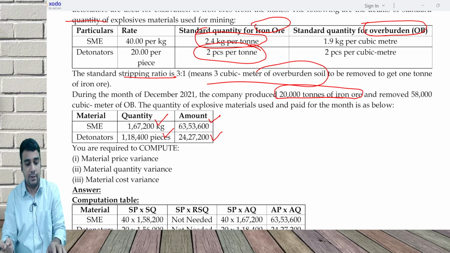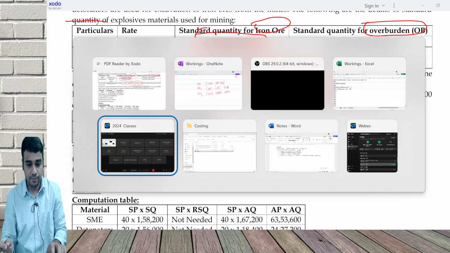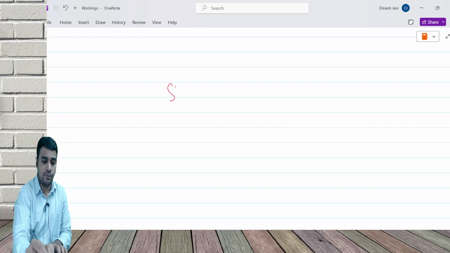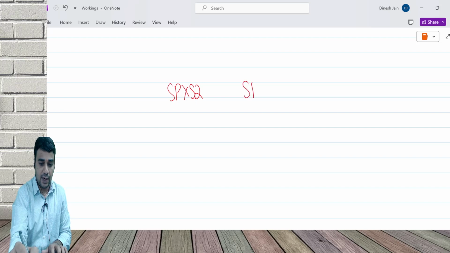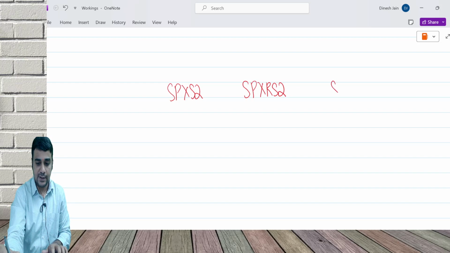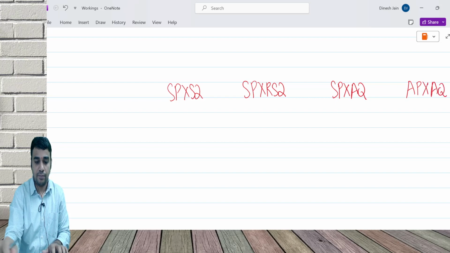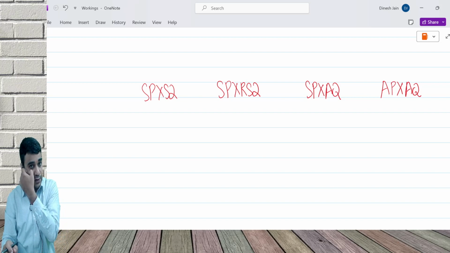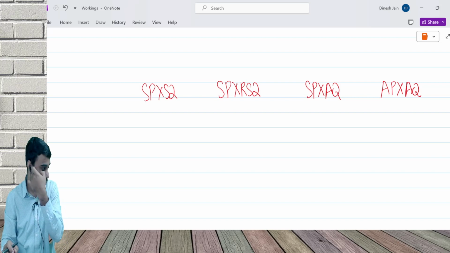Let's put the table first. SP into SQ, SP into RSQ, SP into AQ, AP into AQ.